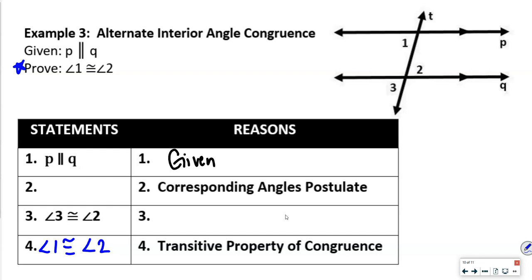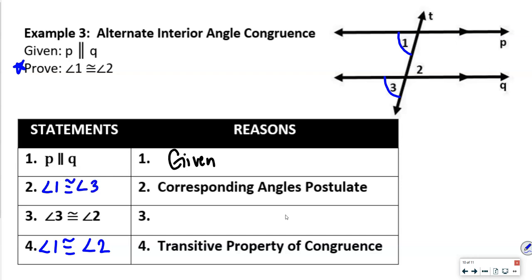Okay, so I want to look for a pair of corresponding angles in this drawing. Corresponding means they're on the same side of the transversal, on the same side as the parallel lines, okay? So I notice that angle 1 up here is congruent with angle 3 because they are on the same side of the transversal and the same side of the parallel line. So I'm going to put here angle 1 is congruent with angle 3.